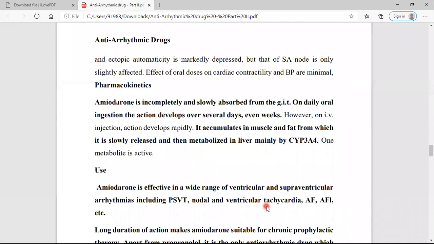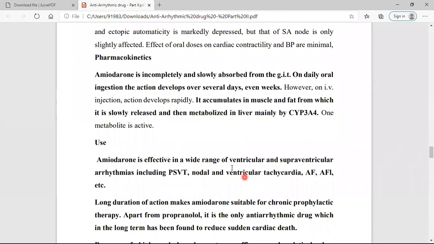It is used in ventricular and supraventricular arrhythmia. Okay, this term we have already discussed. Ventricular and supraventricular tachycardia. Supraventricular means above that of the ventricle. Okay, supraventricular arrhythmia including PSVT, paroxysmal supraventricular tachycardia, nodal and ventricular tachycardia, atrial flutter, and atrial fibrillation.